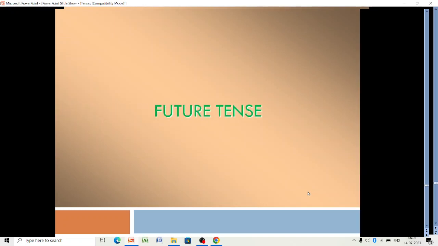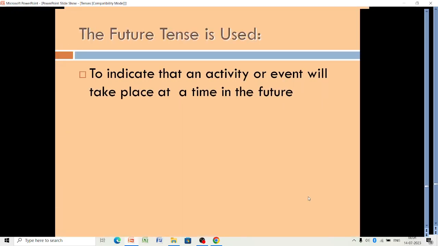Future tense. So what will happen tomorrow? That is being expressed in future. The future tense is used to indicate that an activity or event will take place at a time in the future. An activity, an event, anything that happens in the future, that means tomorrow.